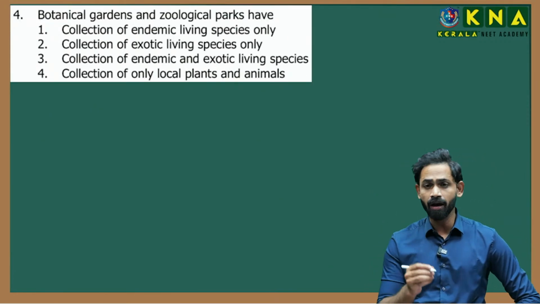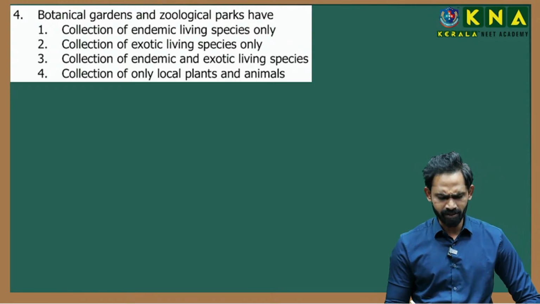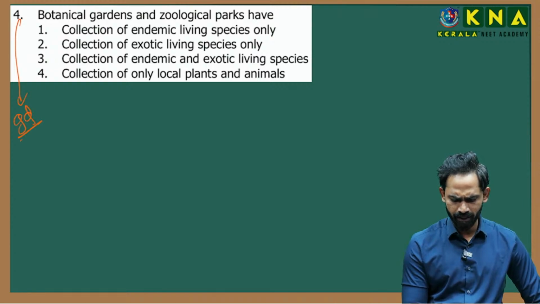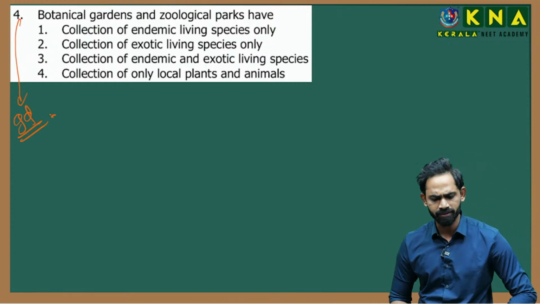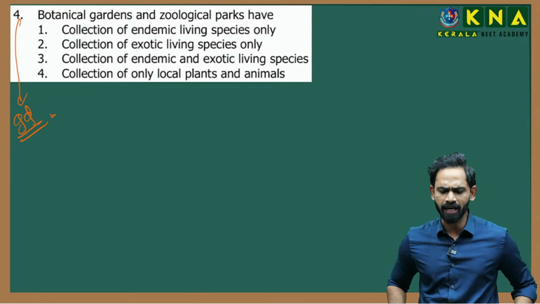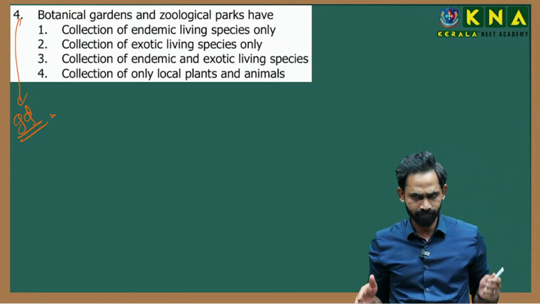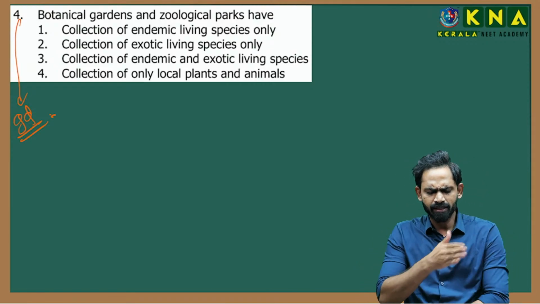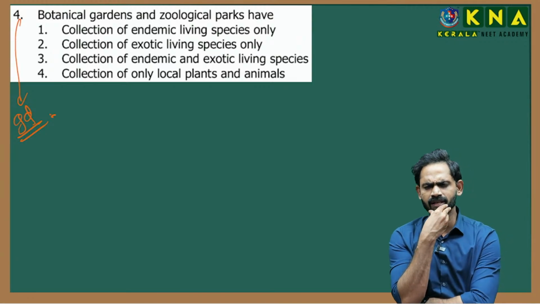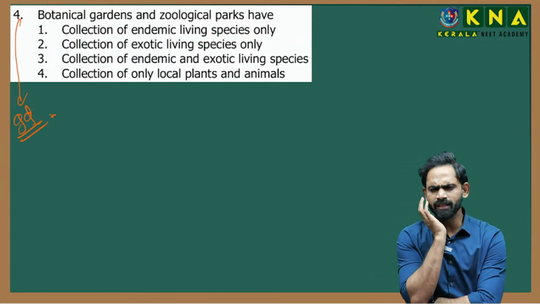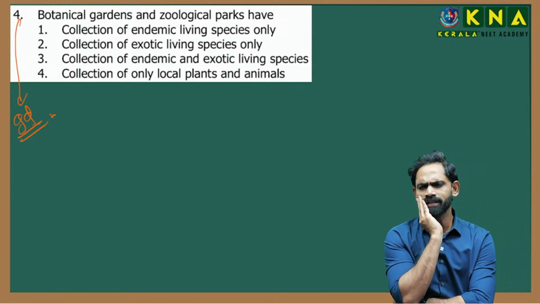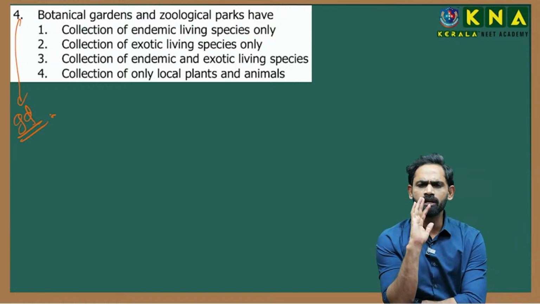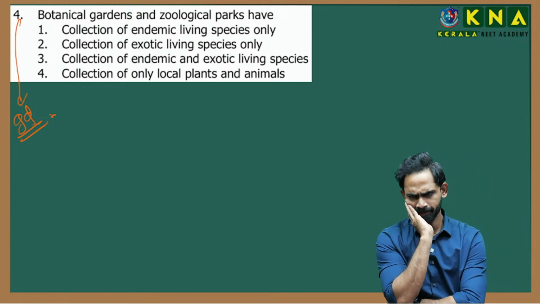Now the fourth question, you can check. This is a good question in classification wise. Why, I will tell you. First, check the question: botanical gardens and zoological parks have. When you see the question, you feel this is living world, but in the living world such options are not there. So a normal student feels this is out of NCERT.